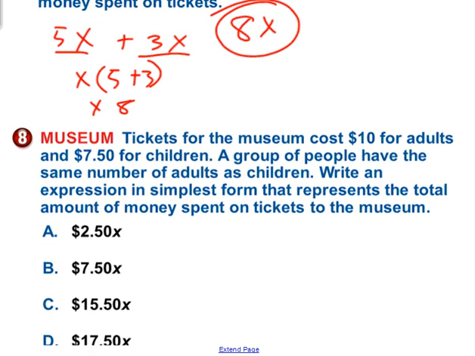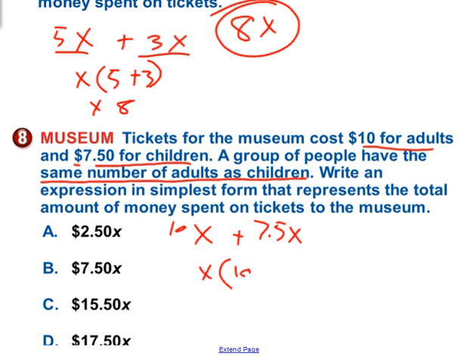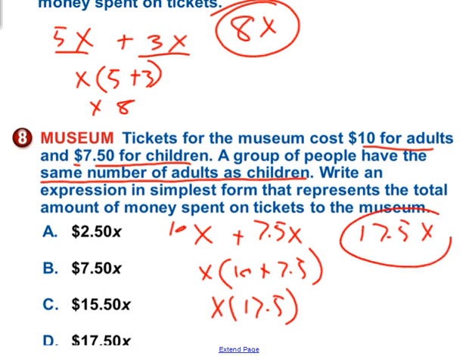Similar problem here. Museum tickets for the museum cost $10 for adults and $7.50 for children. A group of people have the same number of adults as children. Write an expression in simplest form that represents the total amount of money spent on tickets. Well, I'm going to again let X be the number of adults, so it's going to be 10X. To that, I'm going to add the number of children, which is X. They told me it's the same number, times 7.50. All right, and that'll be the total amount spent. I'm going to factor an X out. X times 10 plus 7.50. So X times 17.50, or 17.50X, is the price we paid to get into the museum. And that looks like it's letter D. It's cut off down here a little bit, but it looks like it's letter D.